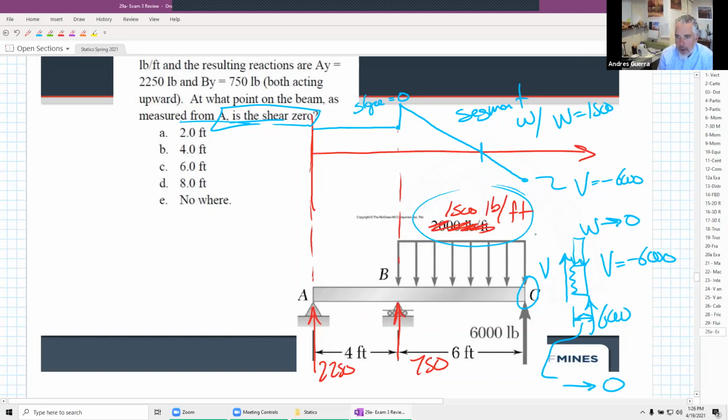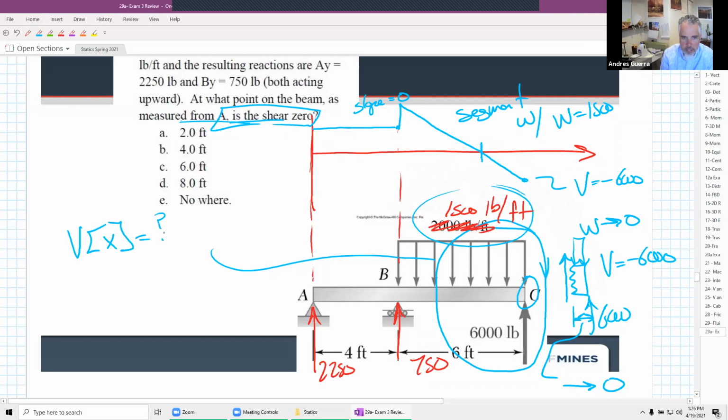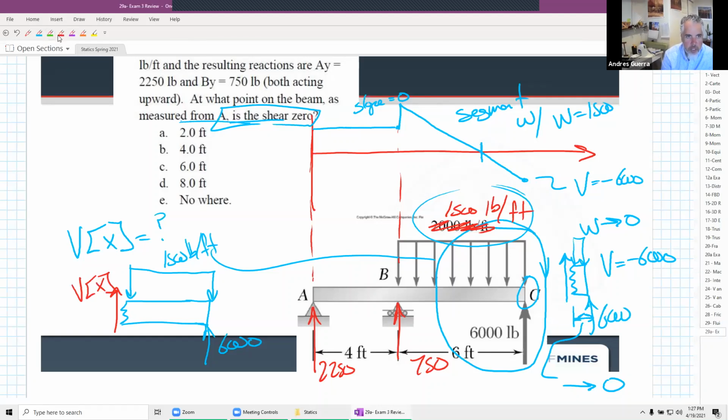So then we need to figure out our equation for the shear diagram. We need to come up with V of x, because if we know V of x, then we can set it equal to 0. Well, we can make a cut in that region now. If we did a cut here, we have our distributed load acting down, 1,500 pounds per foot. We have 6,000 going up, and then right here our V as a function of x is going to be going up. That's the only one I'm going to draw.